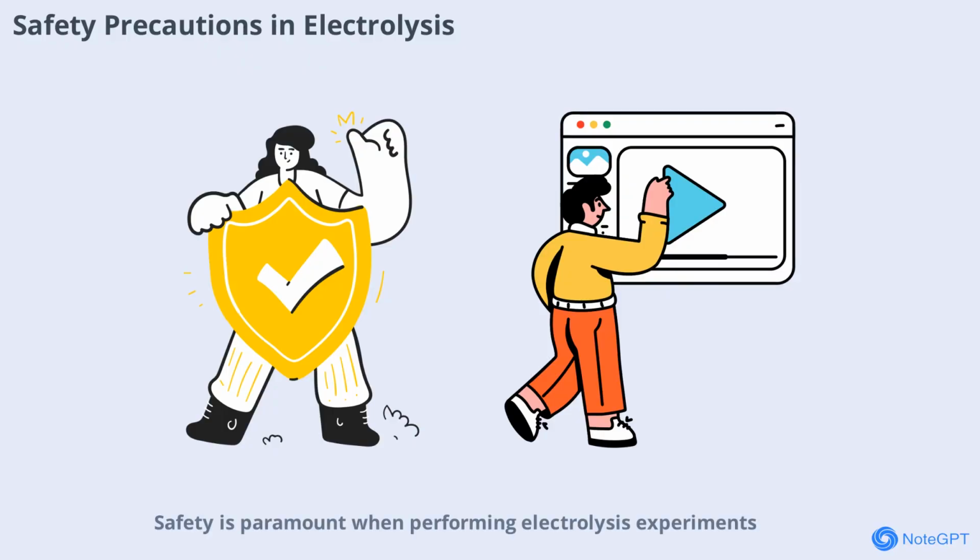Safety is paramount when performing electrolysis experiments. Always wear protective gear such as gloves and goggles and work in a well-ventilated area. Handle chemicals and electrical equipment with care and follow your teacher's instructions closely. Being aware of potential hazards ensures a safe and successful learning experience.